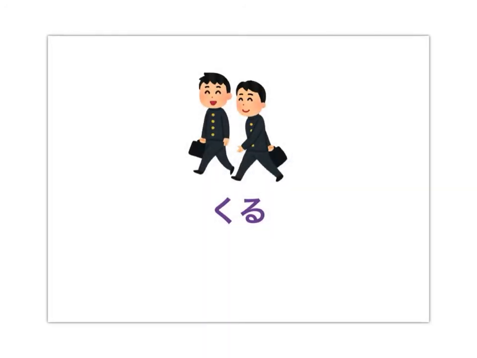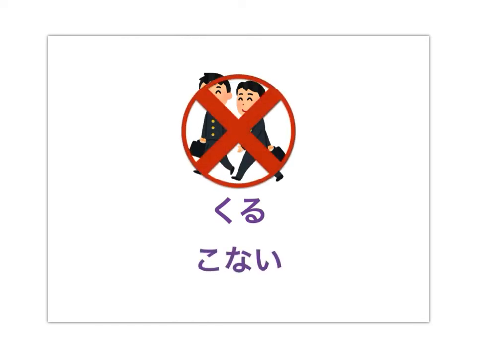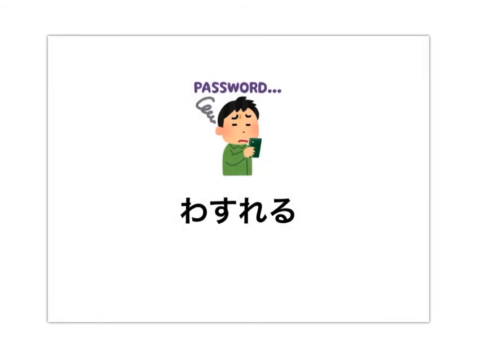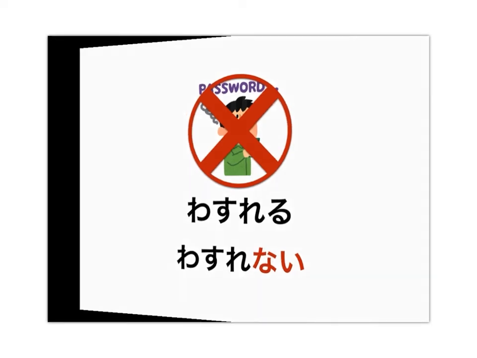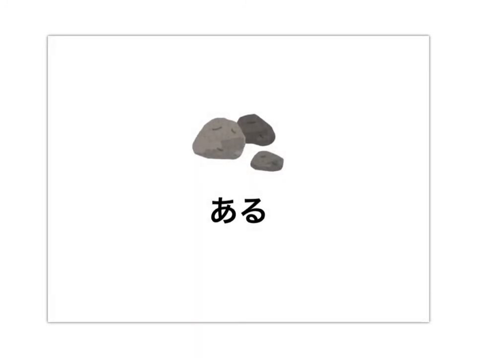来る、来る。Pause the video here. 来ない、来ない。忘れる、忘れる。Pause the video here. 忘れない、忘れない。ある、ある。Pause the video here.